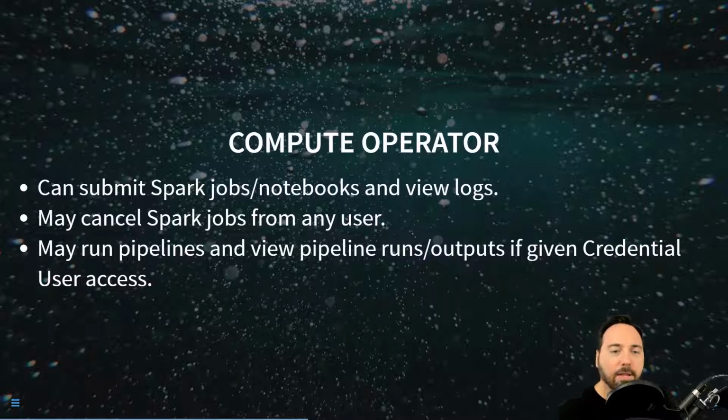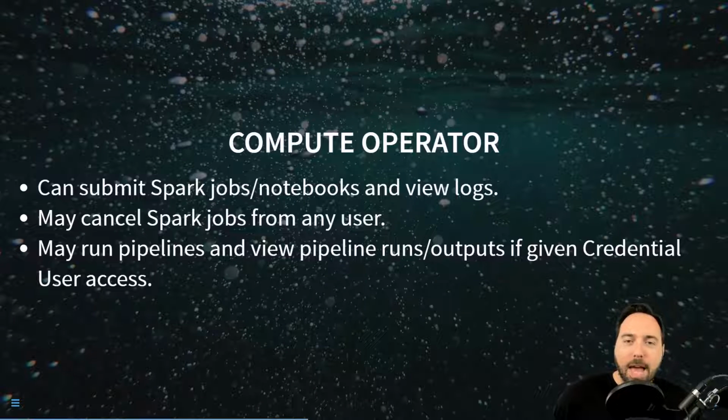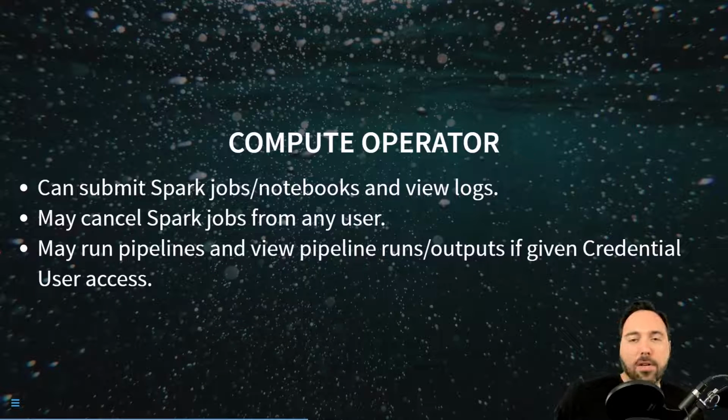Compute operator. You can run a Spark job. You can view some logs. You can cancel Spark jobs. If you don't like Bob over there, you can be like, hey, Bob's got a Spark job running, I'm just going to cancel it. Now, I don't recommend doing that. I mean, you could if you really wanted to, but it's probably fairly rude on the scale. But you can cancel a Spark job. If there's a runaway Spark job, you can stop it. You can run pipelines if you have credential user. You can view pipeline runs and outputs if you have credential user.